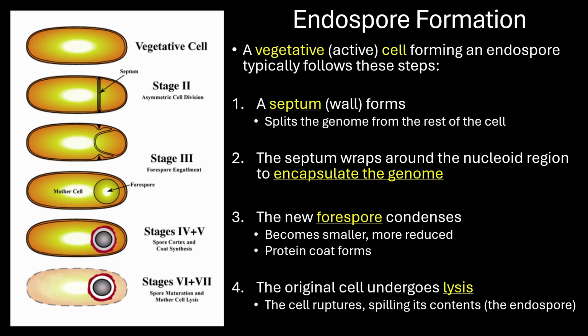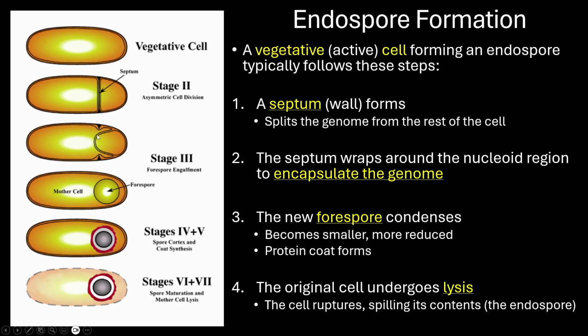When it gets the internal signal that it needs to enter an endospore, it's going to first create a wall, a septum, that emerges between the genome, which will be somewhere in this small space in this diagram, and the rest of the cell. Essentially, it begins to cordon off its own nucleoid genome. Sorry, they don't have nuclei.